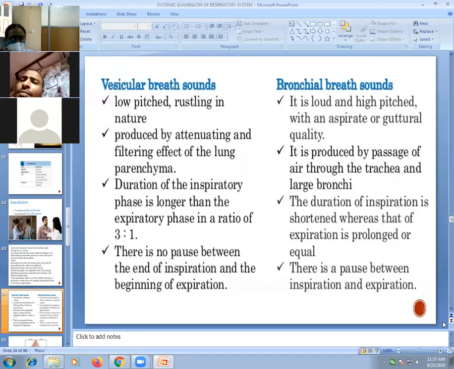Another is the bronchial breath sound. In bronchial breath sound, the duration of inspiration is short and expiration is more prolonged, or inspiration and expiration are equal. And there is a pause between inspiration and expiration. That is the difference. So these last two differences are important.